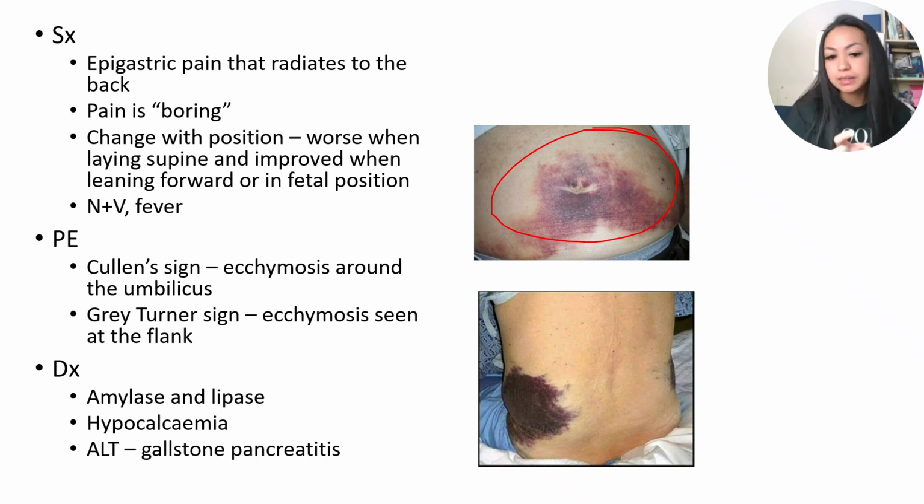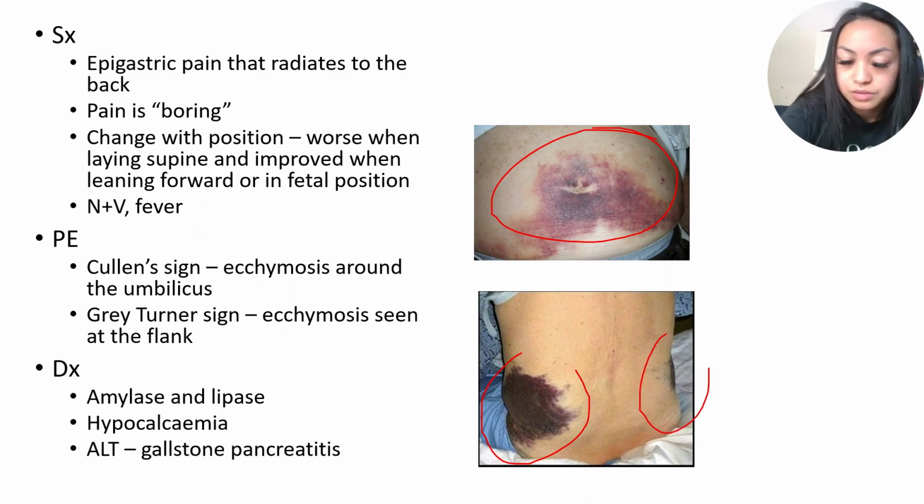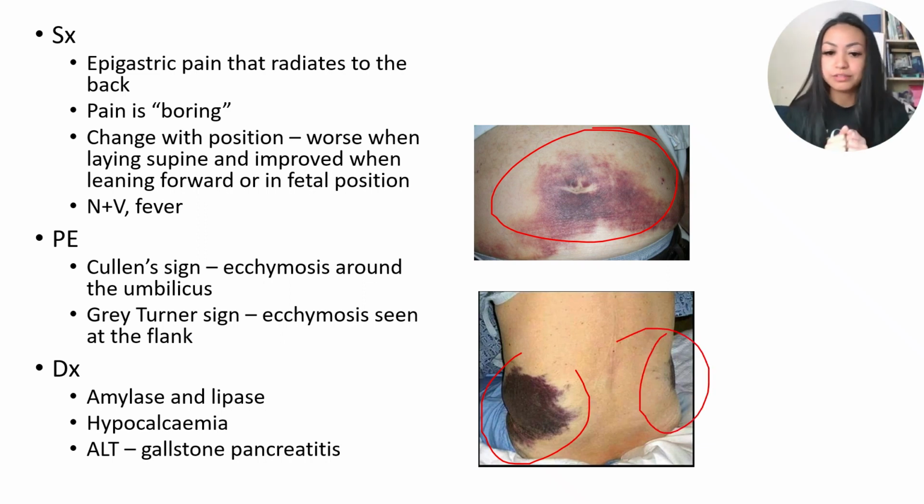Grey Turner sign is bruising seen at the flanks. Okay, so like this. So Cullen sign, bruising around the umbilicus. Grey Turner sign, bruising around the flanks. Okay, diagnosis. How do we?